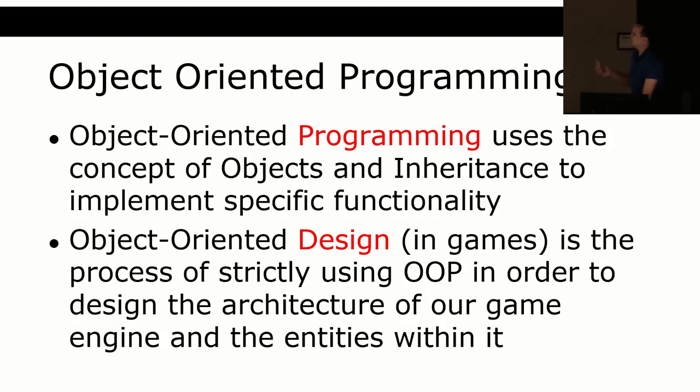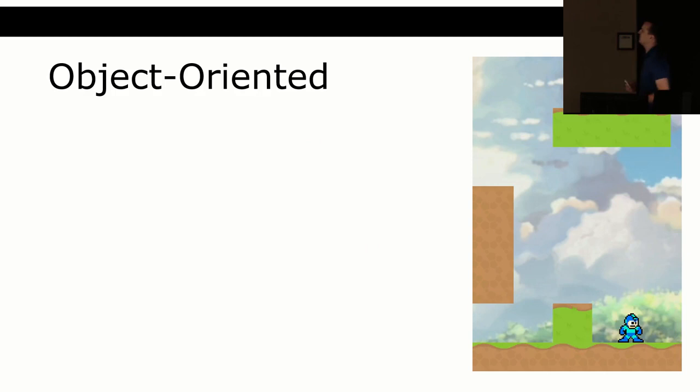Object-oriented design, especially when it comes to games, is the process of strictly using object-oriented programming in order to design the architecture of our game engine and the entities within it. So there's slightly different concepts. One is more architectural design related. The other one is like low-level implementation related. So what do I mean by this?